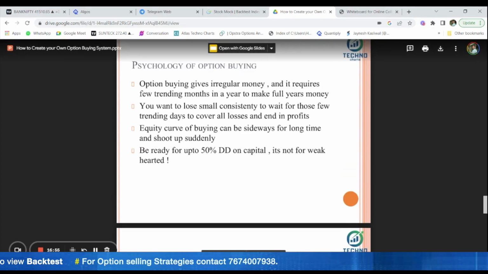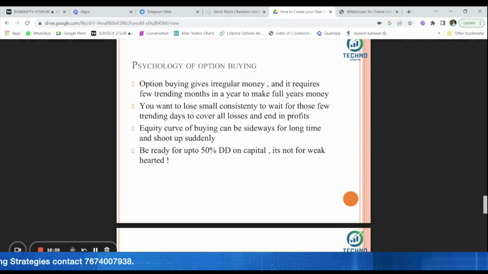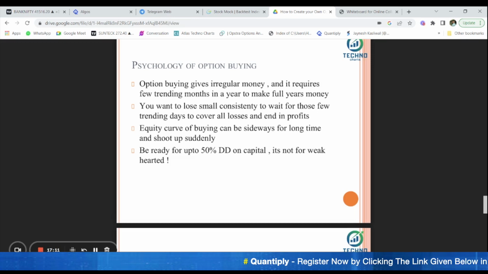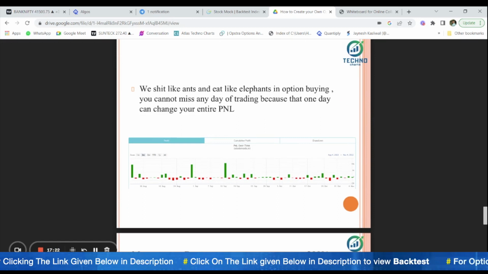Now, psychology for the option buying strategy is really important. Option buying gives irregular money, and it requires a few trending months in a year to make the full year's money. You want to lose small consistently to wait for those few trending days, covering all the losses and ending in profits. The equity curve of option buying can be sideways for a long time and then shoot up suddenly, as we have discussed. Be ready for up to 50% DD on capital. It's not for the weak hearted, I can say that.